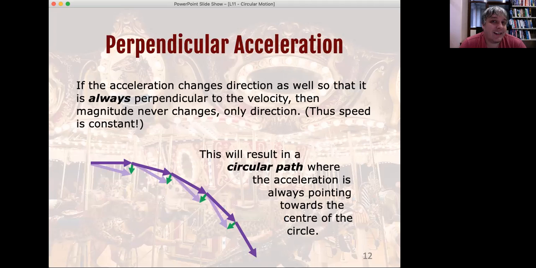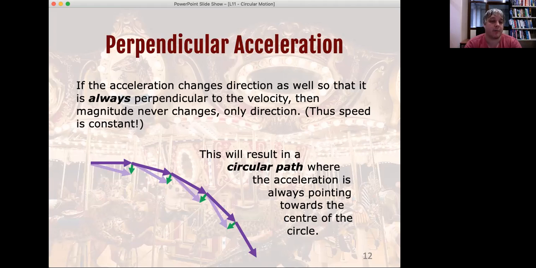And if you change the direction of that force, of that acceleration, so that it's always perpendicular to the velocity, then what you get is the magnitude, or the speed, never changing, and you just get a change in direction. And that's what a circular path is. A circular path is just a constant speed, so a constant magnitude of velocity, but with a perpendicular acceleration that is always being applied, so that the direction of the velocity is constantly changing.